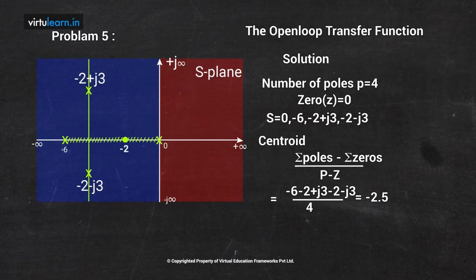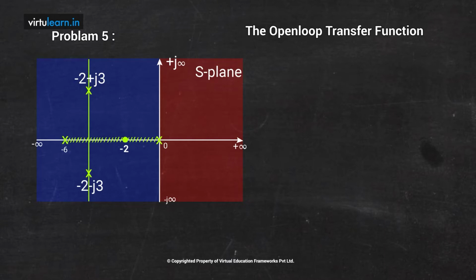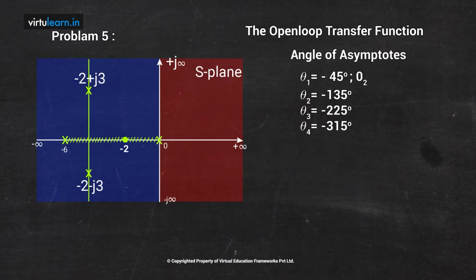Now there are 4 angles because we have 4 asymptotes, and we can write plus or minus 45, plus or minus 135, giving 4 different angles: 45, 135, -225 and -315. With these 4 angles from the centroid I can draw the asymptotes. One will be at 45 degrees, A1, and then A2, A3 and A4. Therefore there are 4 asymptotes from the centroid.